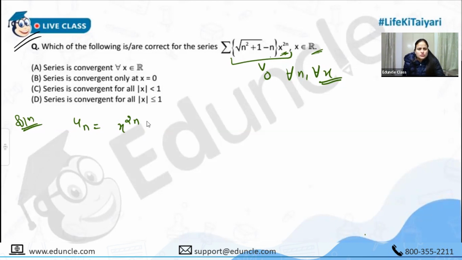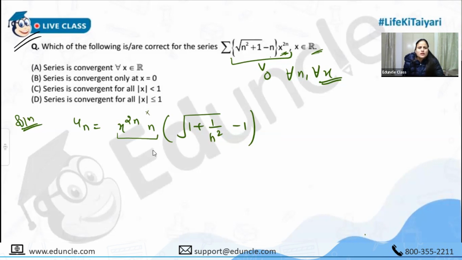Chalo, so x raised to 2n I am having. Theek hai, let's take n outside. So 1 plus 1 upon n square and minus 1. Theek hai, so if I am taking Vn as this, as I am applying the second comparison test here, then un by Vn will be this. It will take limit 0. Theek hai, so the choice of Vn is not correct. Choice of Vn is not correct.